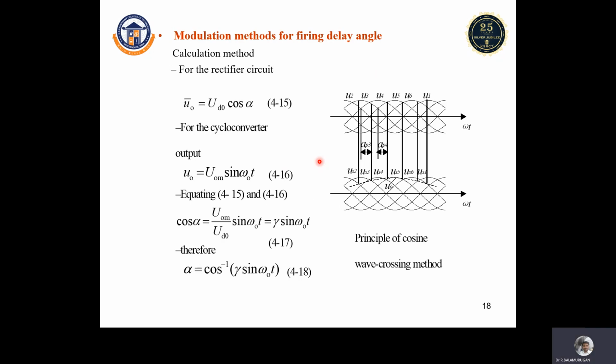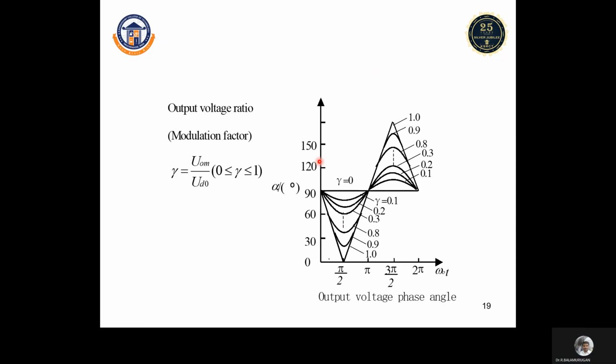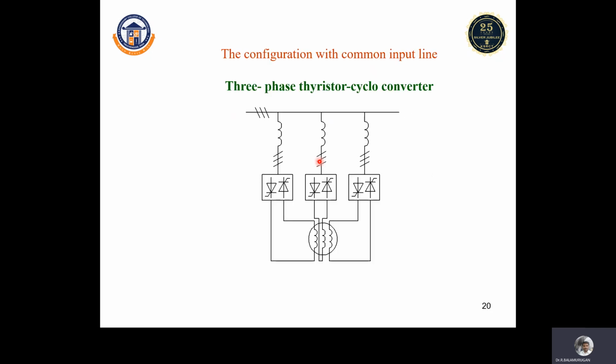These are the control methods used for calculating the delay angle for the cycloconverter. This is the output voltage ratio obtained for the cycloconverter for different control values. This is the 3-phase cycloconverter. You can see the output diagram, and we can have more connections like 3-phase to single phase to 3-phase based on the applications.